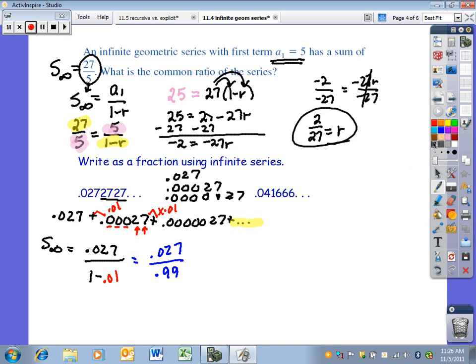So this is 0.027 over 0.99. And again, I can't have decimals in there, so I move this 3 places, so I must move this 3 places. So that becomes 27 over 990. And 9 goes into both those. 9 goes into 27 3 times. 9 goes into 990 110 times. So that sum should reduce and converge to 3 over 110, which means 0.0272727... will be equivalent to the fraction 3 over 110.